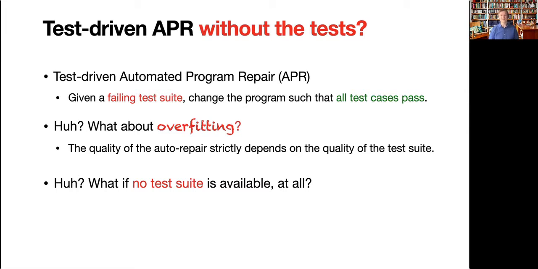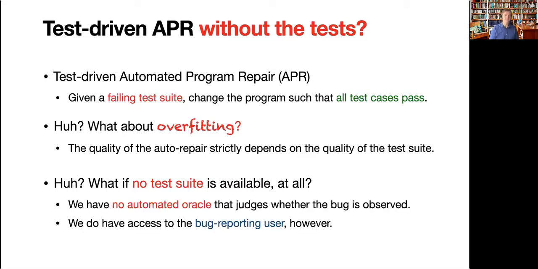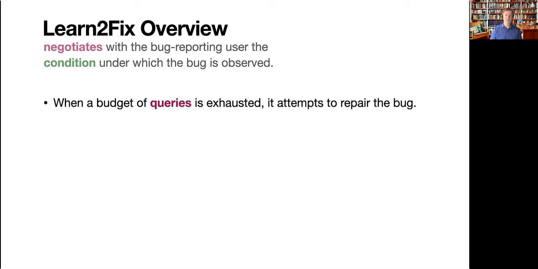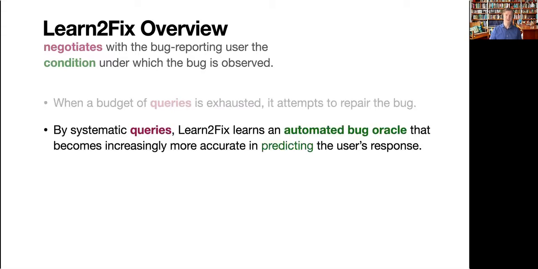So we only have semantic bugs. We have a user who is reporting the bug. What do we do then? How do we automatically repair in an interactive way by asking the user questions about the bug? And this is what Learn to Fix does. It negotiates with the bug reporting user the condition under which the bug is observed. Then when the budget of queries is exhausted, it attempts to repair the bug. By systematic queries, Learn to Fix learns an automatic bug oracle that becomes increasingly more accurate in predicting the user's response.